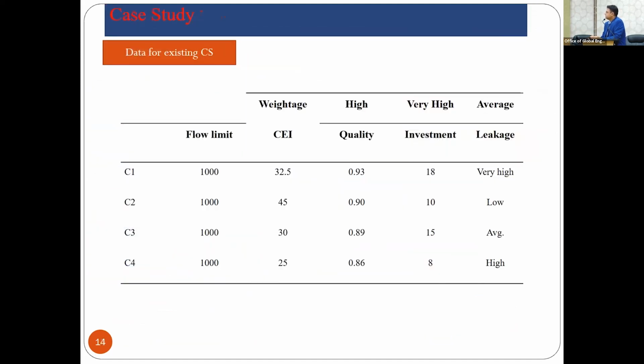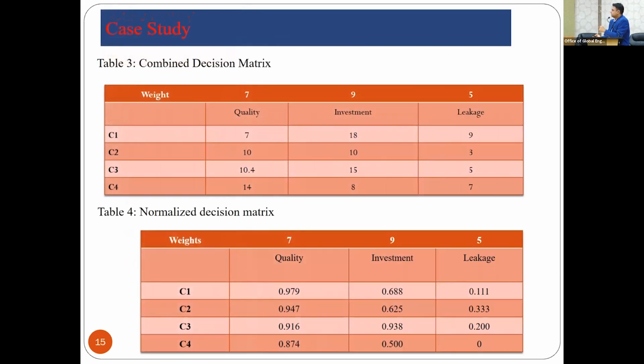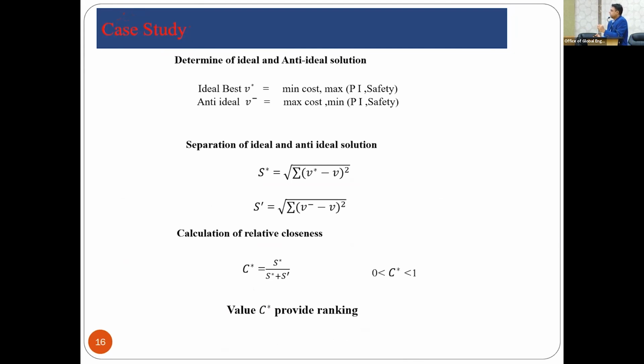Next is a typical example I have considered here, where we can see the flow limit, compression energy index, then the quality, investment and leakage. There are three attributes: quality, investment and leakage. Accordingly, we construct a decision matrix, then we normalize this decision matrix. Further, we determine the ideal best and anti-ideal, then the separation from the ideal and anti-ideal is done. Then we calculate the relative closeness using this equation: C star is equal to S star divided by S star plus S dash.